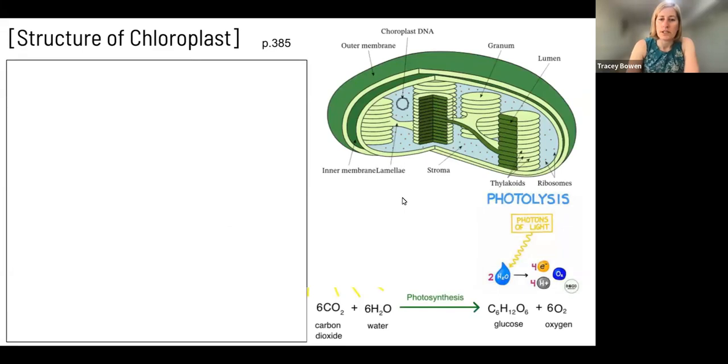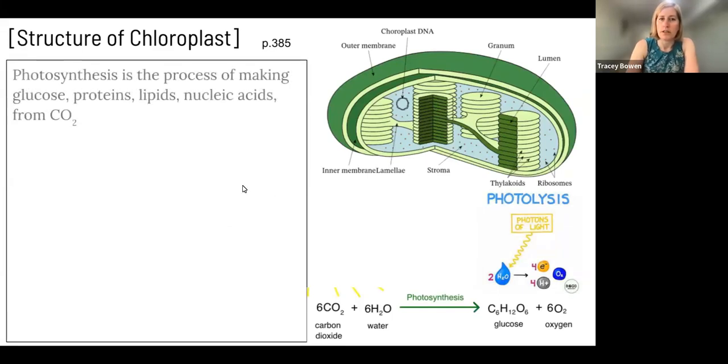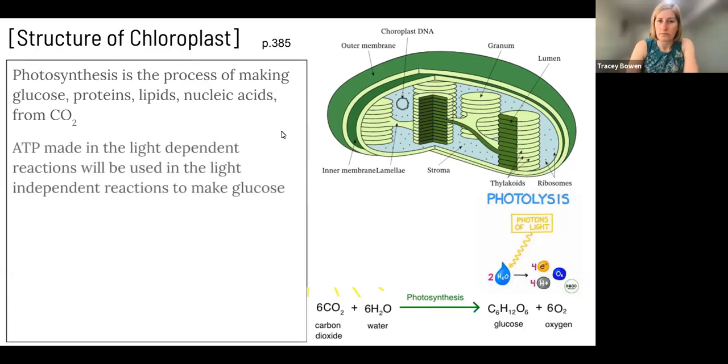So photosynthesis is the process by which carbon dioxide is used to predominantly make glucose, but then also proteins, lipids, nucleic acids. And if we're thinking about eukaryotic organisms, that's going to be happening in the chloroplast. And there's two reactions happening in the chloroplast, the light dependent and then the light independent reactions.